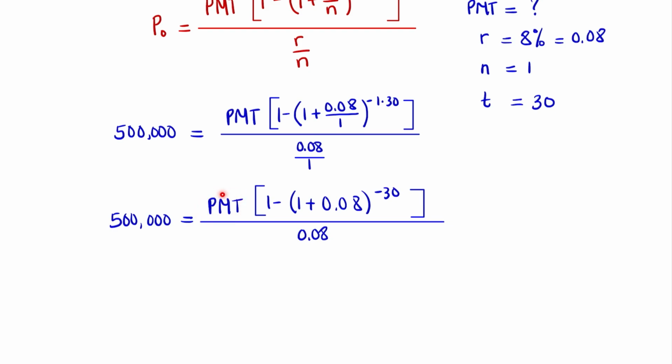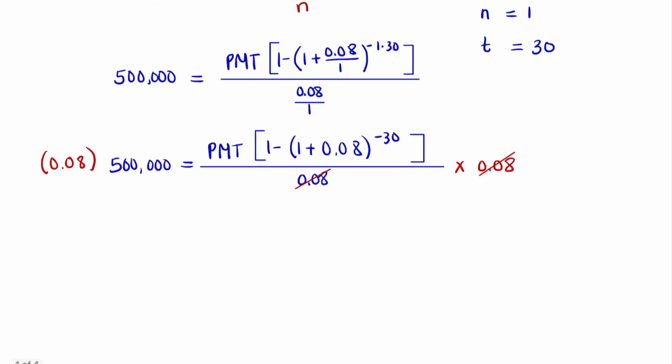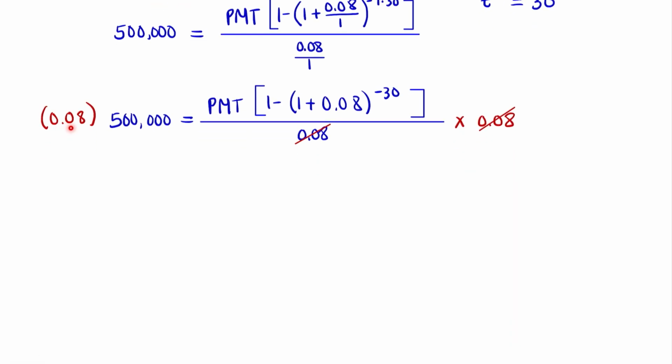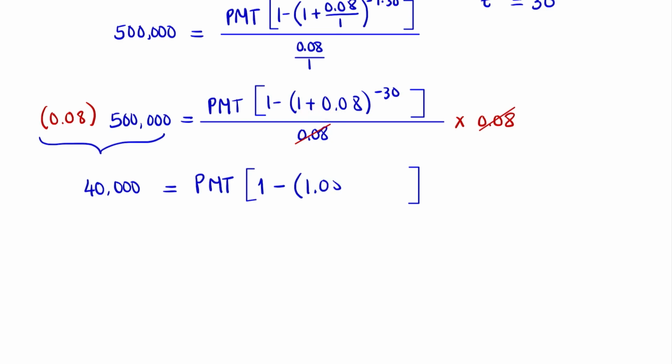From here, I want to solve for PMT, so I need to get rid of this denominator. I will multiply both sides of this equation by 0.08, and this gets canceled out. I take 0.08 times 500,000. I get 40,000 equals PMT times the bracket: 1 minus 1 plus 0.08, which is 1.08, raised to the negative 30.